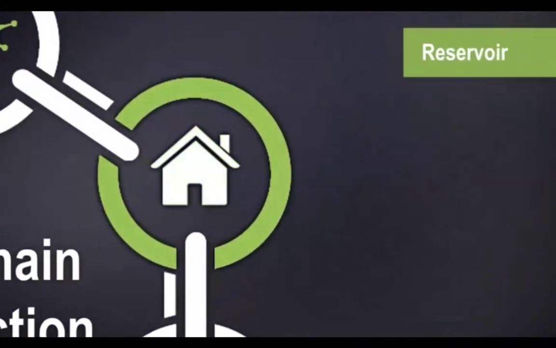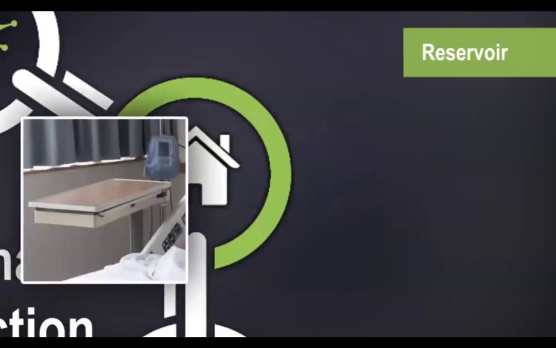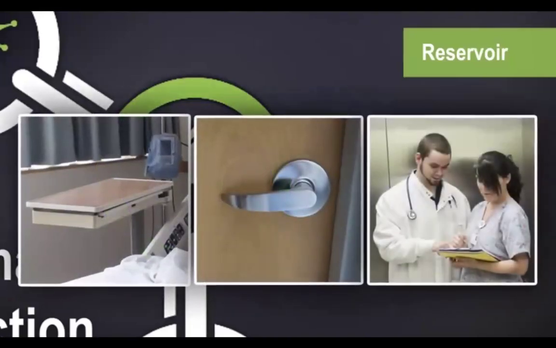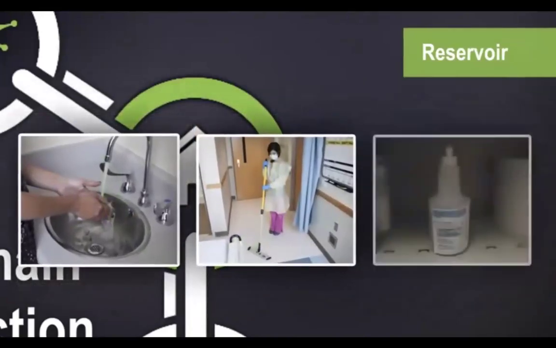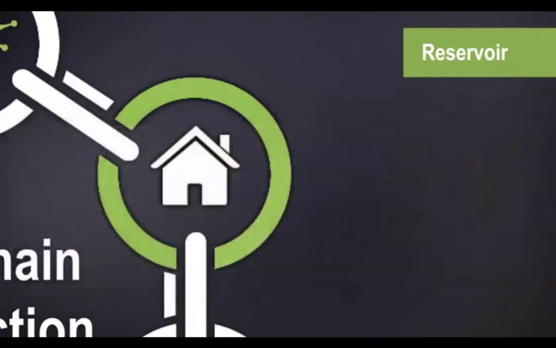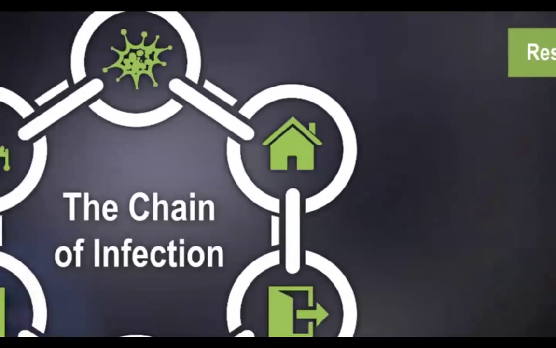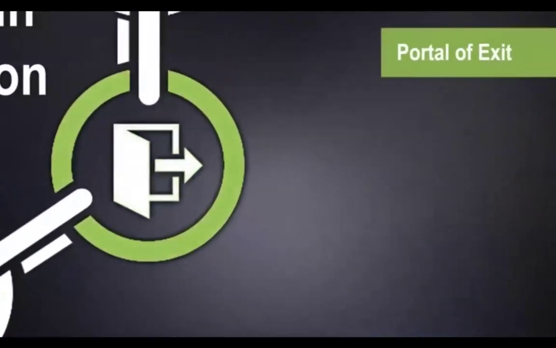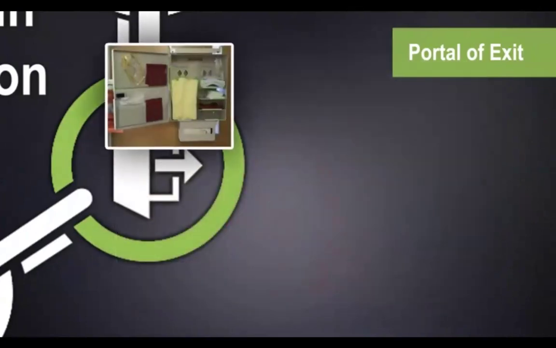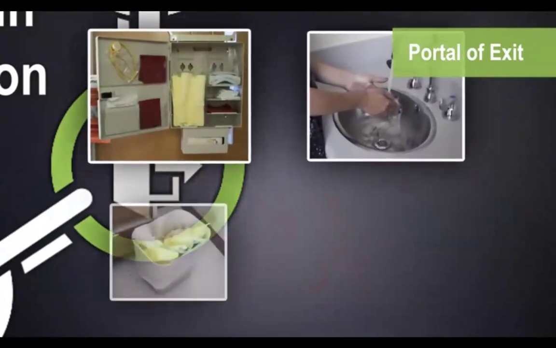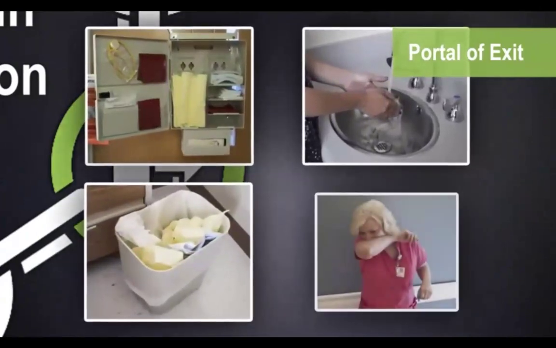The second link is a reservoir. A reservoir is where pathogens can thrive and reproduce, like tabletops and doorknobs and people. Break this link by washing your hands, keeping a clean environment, and disinfecting surfaces. Next in the chain is the portal of exit, which is how the pathogen leaves the reservoir, such as sneezes or coughs. Break this link by wearing personal protective equipment, washing your hands, properly disposing of trash, and covering your cough or sneeze.